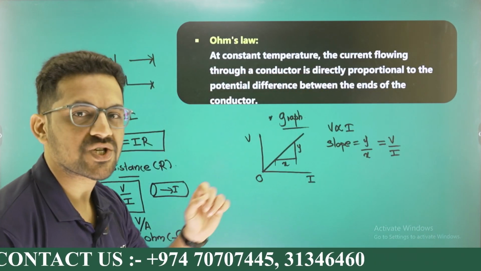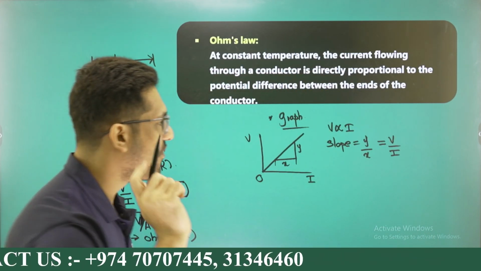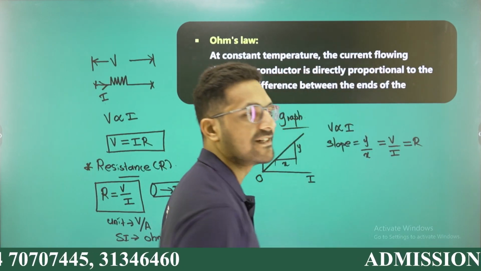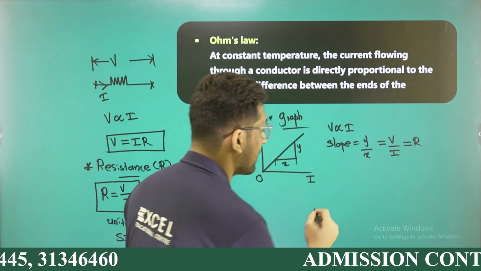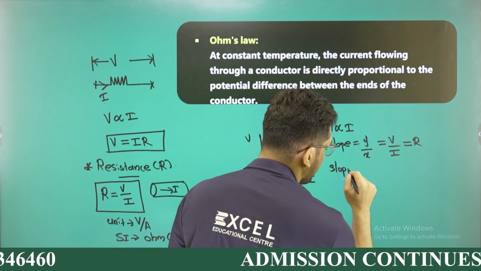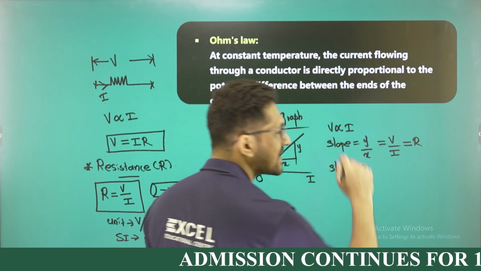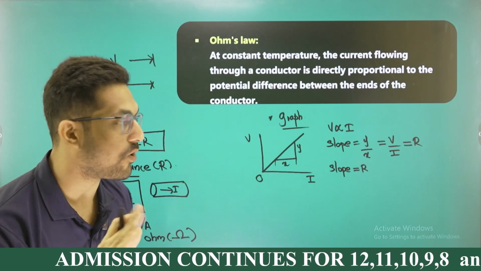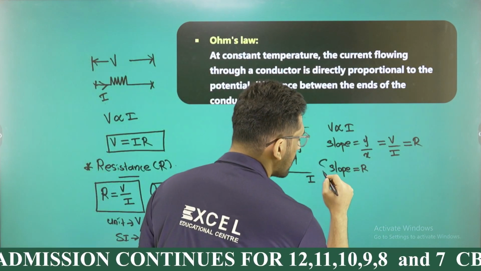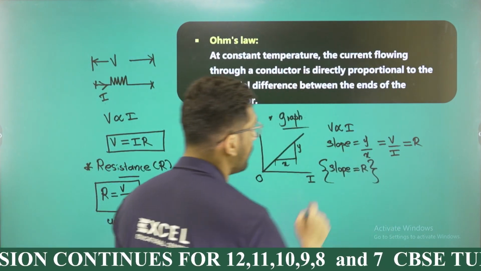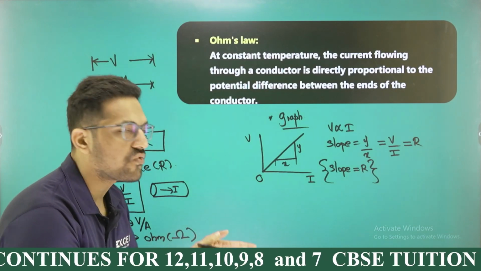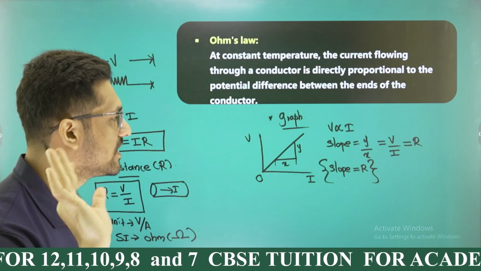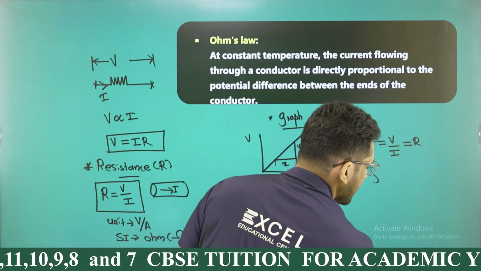Then what is that equation? Voltage by current. Voltage by current is familiar. That is resistance. So you can write: slope is resistance. Did you understand this? If you want to find the resistance from a VI graph, you just have to find the slope. Then slope will be equal to resistance. Everything is okay? Okay, then let's see the next question.